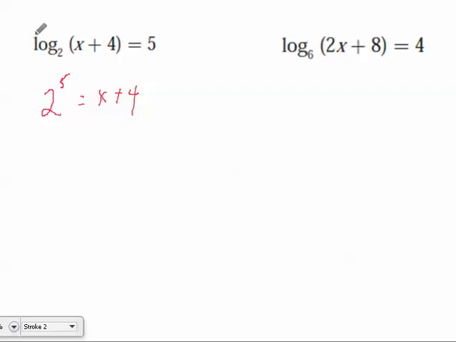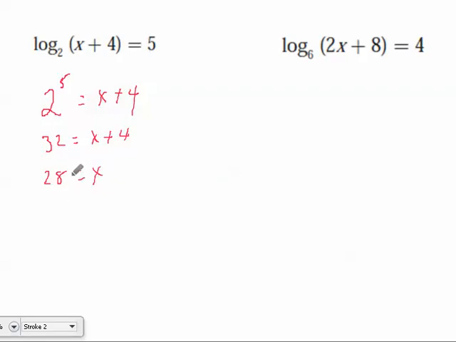Typically, if you're given a log problem like this, if I don't see an immediate solution to it, I go ahead and convert it back to exponentials, because that's what we're going to be doing in this type of a class. Okay? So what's 2 to the 5th? Well, that's 2, 4, 8, 16, 32. Subtract the 4 from both sides, and you're going to have what? 28 is equal to x.